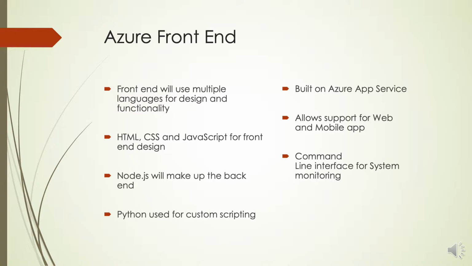The web app and mobile app backend will be written in Node.js, which is supported by Azure. We will be using the command line interface offered by Azure, which will be used for monitoring the system status and resources. It will also allow us to use Python for custom scripts and queries, and Ajax, which will be used to handle the communication between the front and the back end.